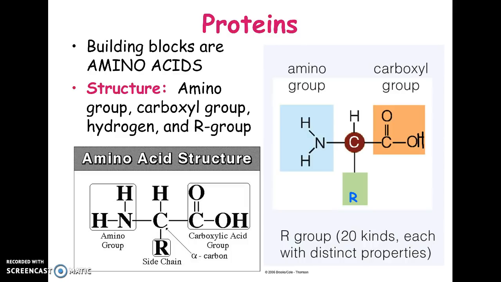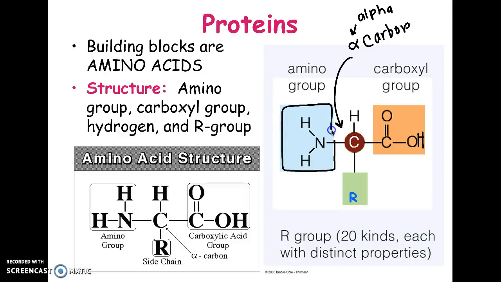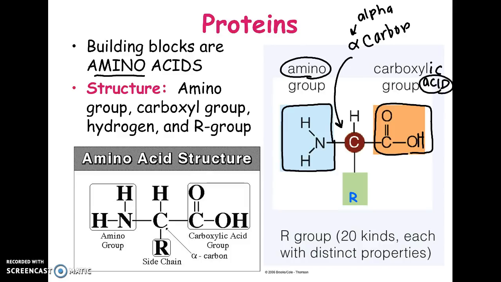This is called, and you might want to add this to your notes because I don't know that there's anywhere to write it, the alpha carbon. That's the Greek symbol for alpha, little fish there. Connected to one side of the alpha carbon is an amino group. This is where the amino comes from in amino acids. On the other side of the alpha carbon is a carboxyl, or remember this is also called a carboxylic acid group. So this is where the acid part of amino acid comes from.